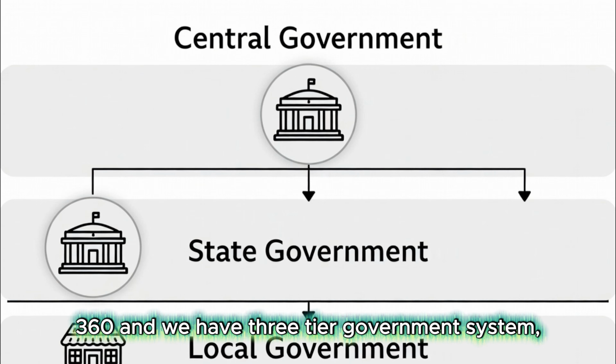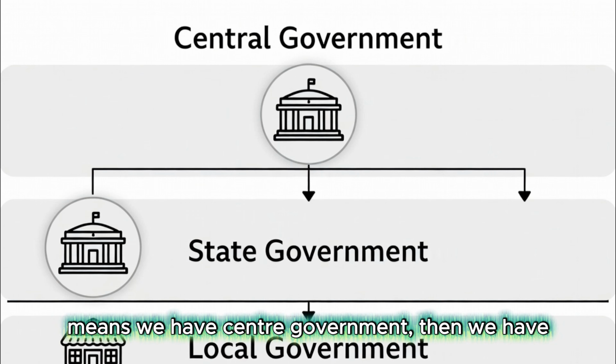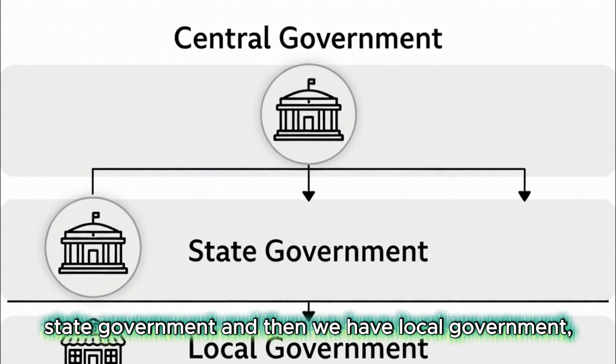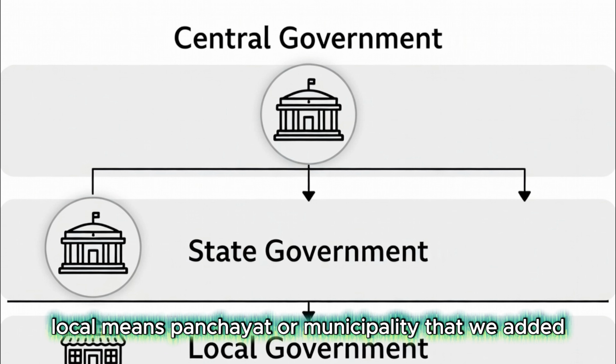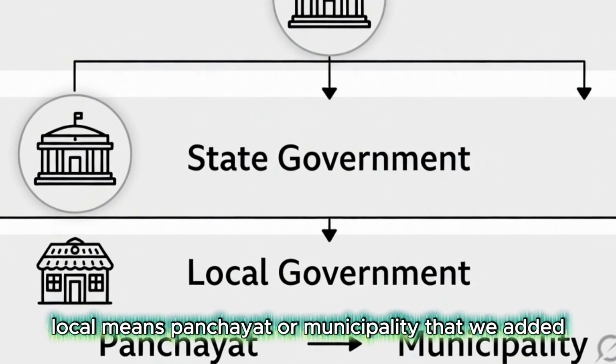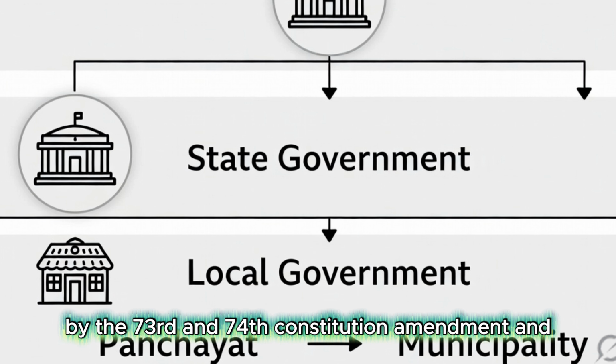And we have a 3-tier government system. We have the center government, then the state government, and then the local government. Local means panchayat or municipality, which we added by the 73rd and 74th Constitution Amendment.